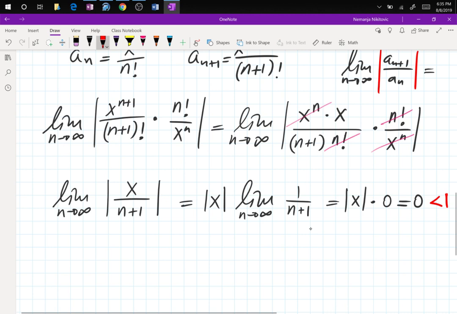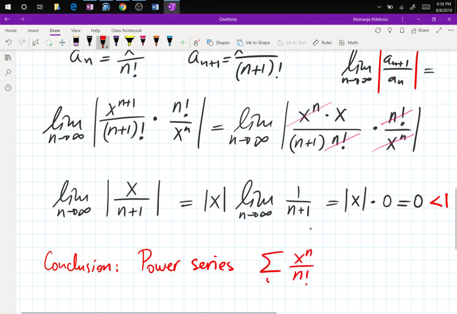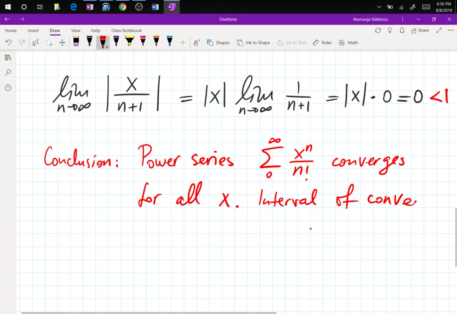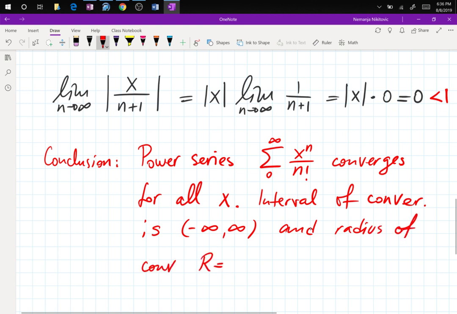So, conclusion: the power series, summation x to the n divided by n factorial, from 0 to infinity, converges for all x, which means the interval of convergence is negative infinity to positive infinity, and the radius of convergence is r equals infinity.